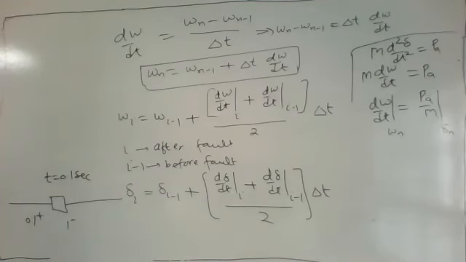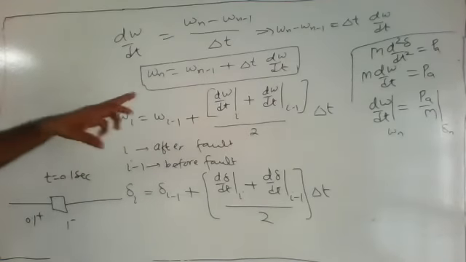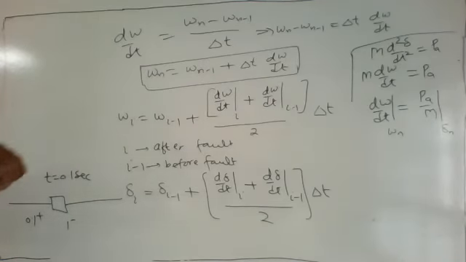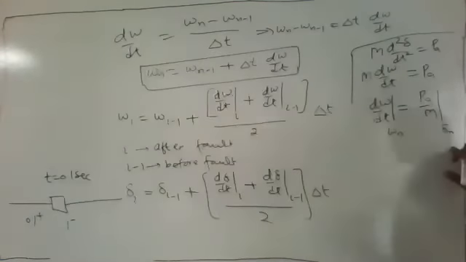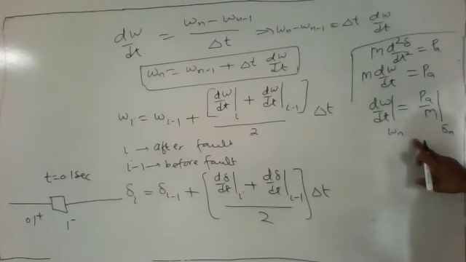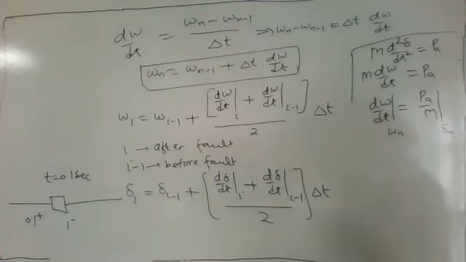And we have to remember this expression, M d squared delta by dt squared, and d omega by dt. Why have I written this d omega by dt? Just to convert this second order differential equation into a first order differential equation. So from here we compute this value, and placing these values here, we can compute this.